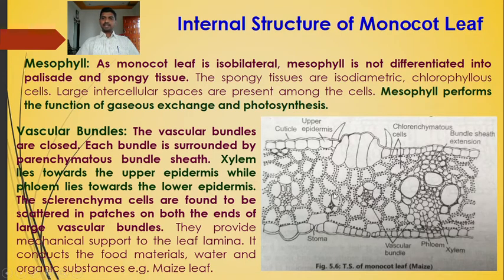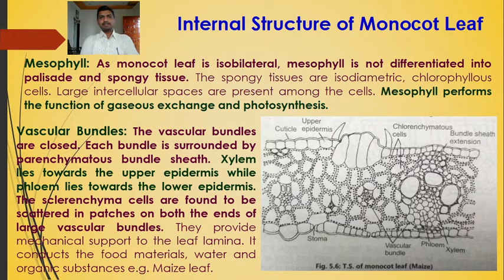The mesophyll is not divided into palisade and spongy tissue. It is composed only of spongy tissue, which is isodiametric and chlorophyllous. Large intercellular spaces are present. Mesophyll cells perform the function of gaseous exchange and photosynthesis. Stomata are present on both the surfaces, upper and lower. So this is all about the internal structure of the monocot leaf.